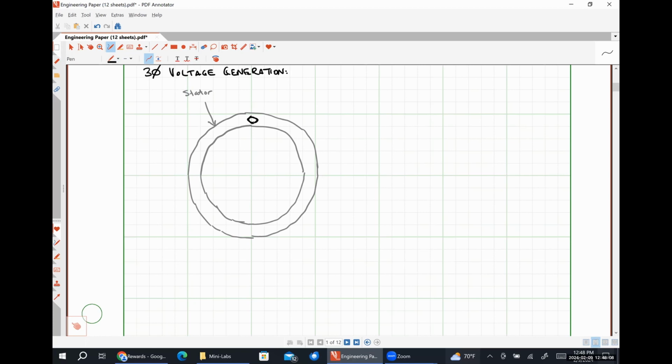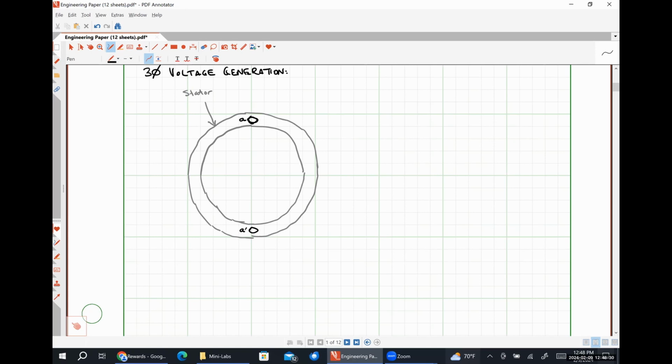So I'm going to have a coil right here that I'm going to call A. And then I'm going to have a coil down here that's going to be A prime. And these are really just two parts of the same coil. So one of them is the send, one of them is the receive kind of thing.